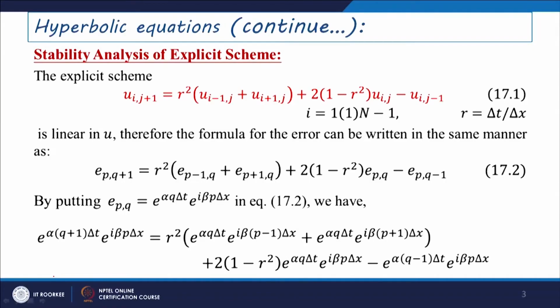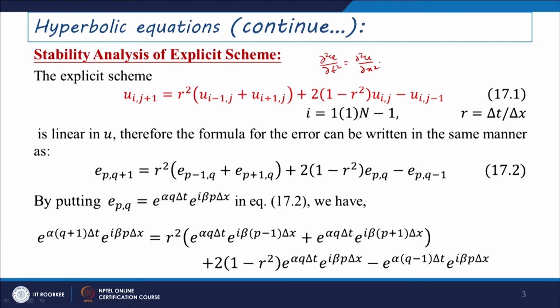If we go for the stability analysis based on this explicit scheme, especially this explicit scheme for the hyperbolic equation, where the hyperbolic equation is del square u by del t square equals del square u by del x square, with two initial conditions and two boundary conditions prescribed.